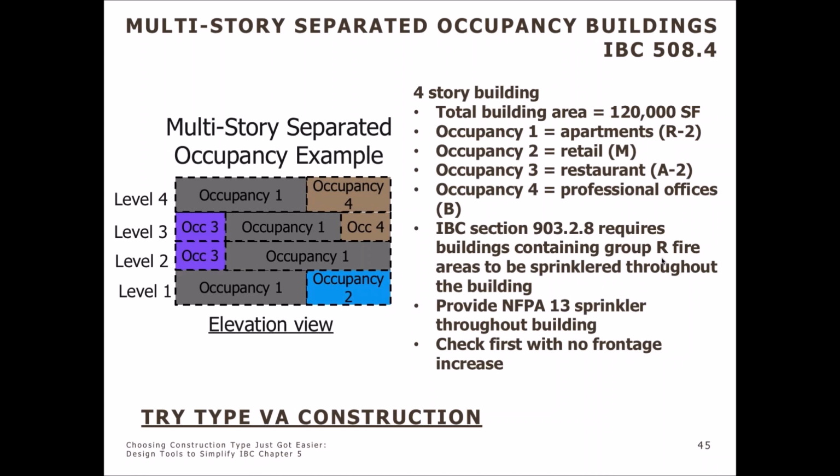We're going to assume that this building is sprinklered throughout with an NFPA 13 sprinkler system. And first, we're going to run the analysis assuming that we don't have any type of frontage increase. Whether that's true or not, let's just say for simplicity of design, we're not going to take that into account. We will come back later and recheck this example utilizing a frontage increase.